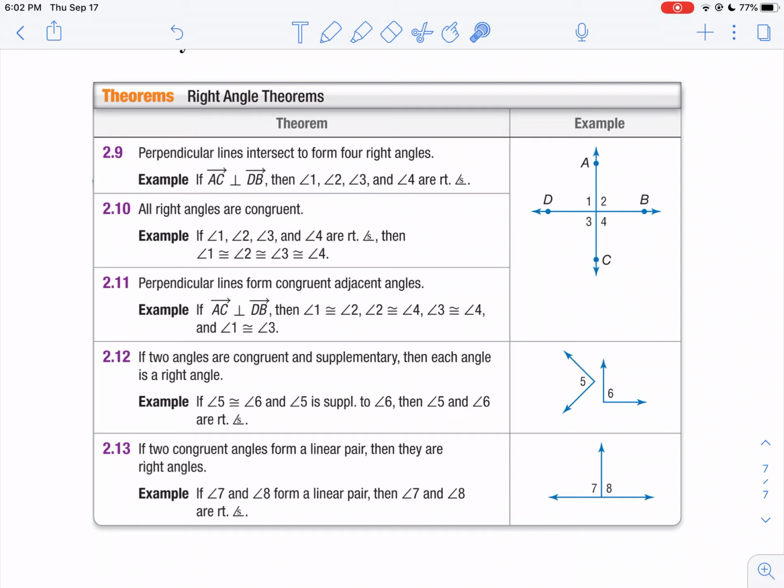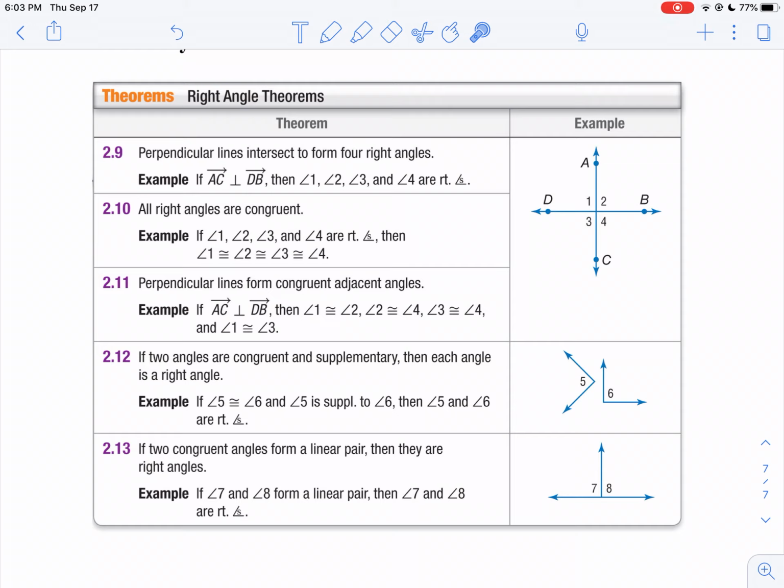Let's look at these. If you have perpendicular lines, then you're going to have 4 right angles. So if I tell you 2 lines are perpendicular, you know all 4 angles are right angles. We know all right angles are congruent. So if I tell you you have 2 right angles, by definition, sometimes we're going to say all right angles are congruent. So this will be the theorem we'll use.